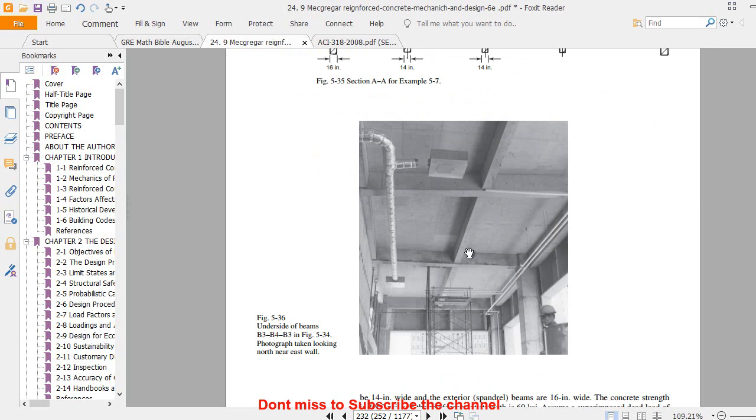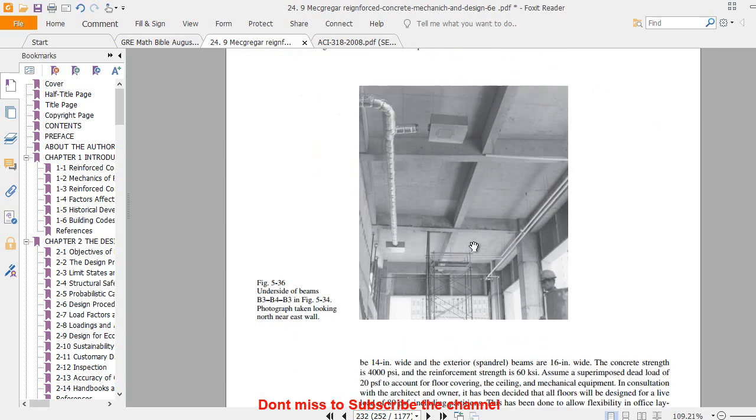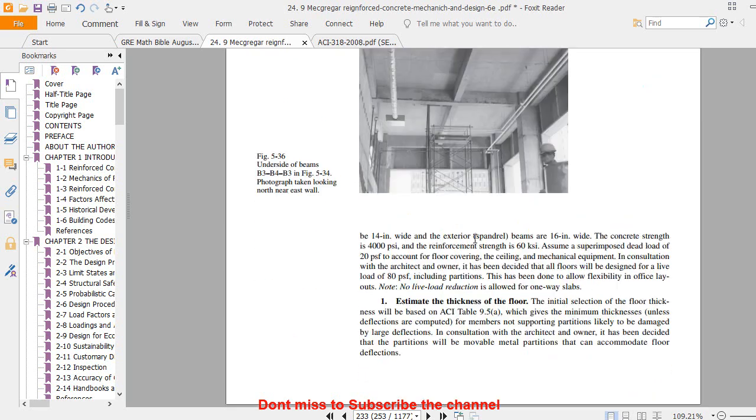Clear? This is a secondary beam, okay, you see here, and this is the actual view of that slab system. Clear? So let's start the design.